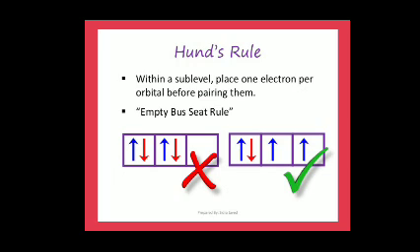Hund's rule: within a sub-level, place 1 electron per orbital before pairing them. This is the empty bus seat rule. These 4 electrons are filled in p orbitals, px, py, pz. First, each orbital contains 1 electron, then after that the pairing of the 4th electron occurs.